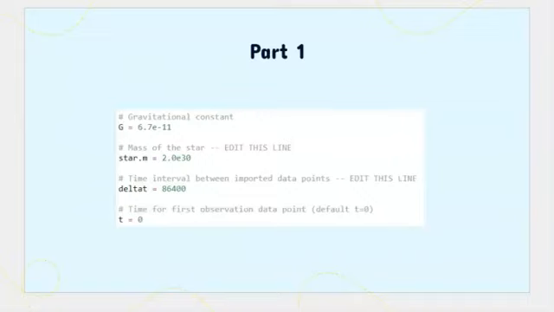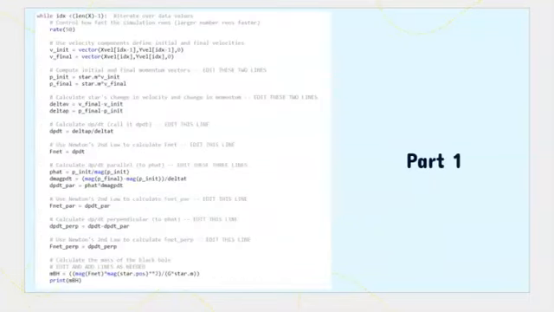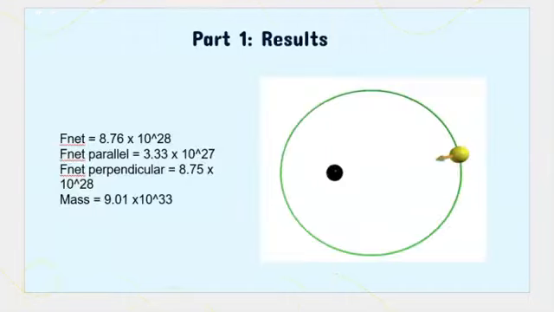Firstly, in order to find the mass of the black hole, we need to calculate F-net parallel and F-net perpendicular. These are the given variables where delta t is the seconds in a day. Then, using the formulas previously shown, I found the initial and final velocity and position of the star near the black hole. As seen in the line that defines F-net, it is equal to dp/dt because Newton's second law states that the momentum and net force are equal. After running this code, we get the result of F-net, F-net parallel, and F-net perpendicular, and the mass of the black hole, which is 9.01 times 10 to the 33 kilograms.